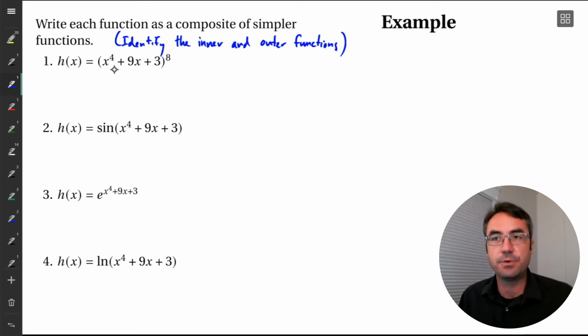So if we were going to evaluate this, we'd plug x in. First thing we would do is raise to the 4th. Then we do plus 9x, then we do plus 3. And then once we have that whole result, we would raise that whole thing to the power 8. So raised to the power 8 is the very last thing we're going to do. That's going to be our outer function.